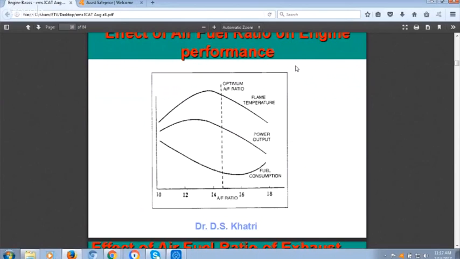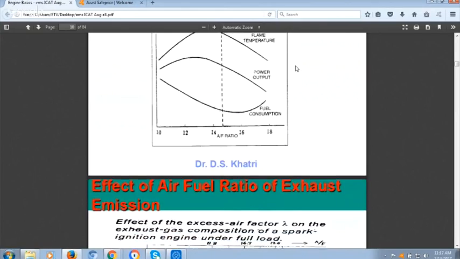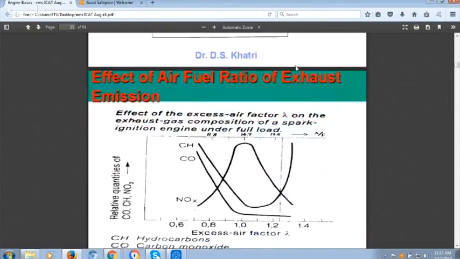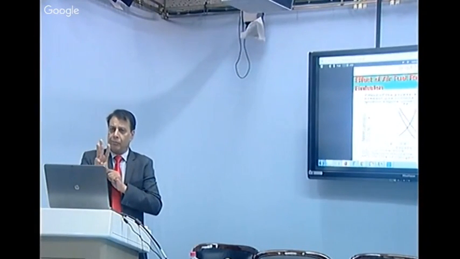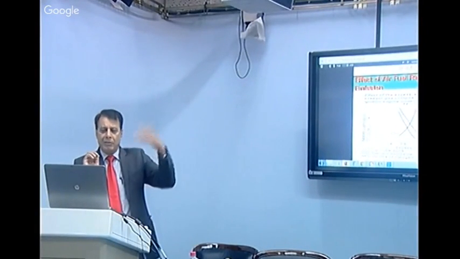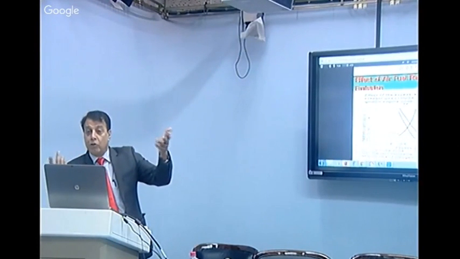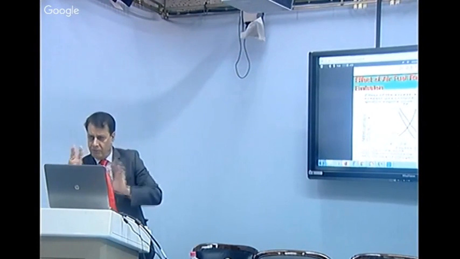In the next slide we look at the effect of the air fuel ratio on flame temperature, power output and fuel consumption combined. Now let me see the emissions, which is again very interesting. I have to control all the emissions. You tell me what pollutants you are controlling in the engine? Carbon monoxide, nitric oxide, hydrocarbon. Very good. So we are controlling 3 emissions. A fourth emission regulation is also coming: CO2 also we have to control in future. But at this moment, we are controlling these three.